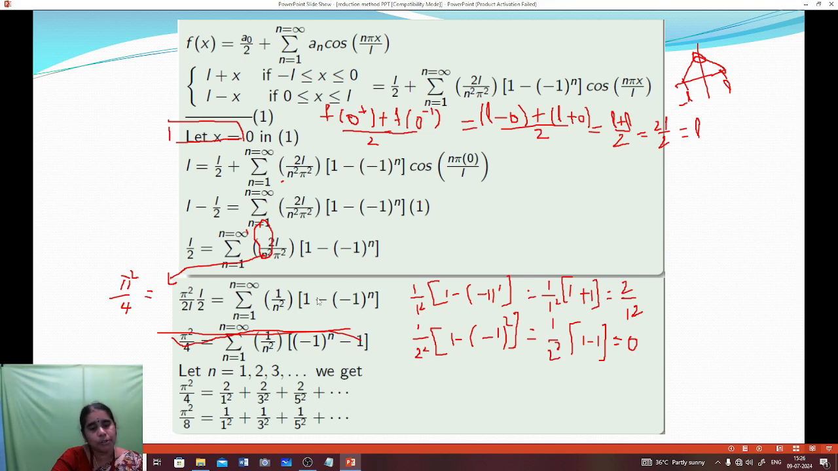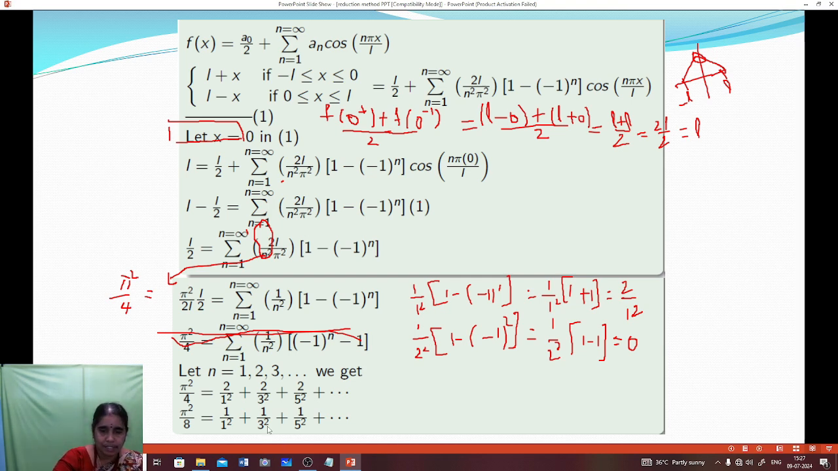Suppose we take n equal to 2. What will come? 1 by 2 square, into 1 minus of minus 1 power 2. On squaring, minus 1 gives 1, so 1 minus 1 is 0. So on substituting 1, we get the answer as 2 by 1 square; on substituting 2, we get the answer as 0. On substituting 3, in the same way, we will get an answer.